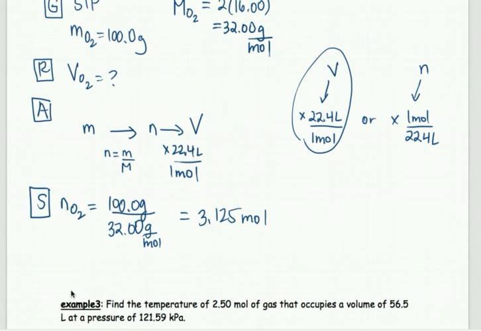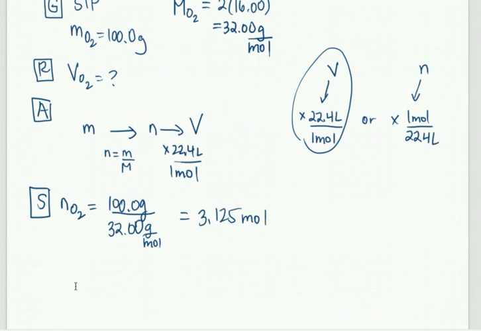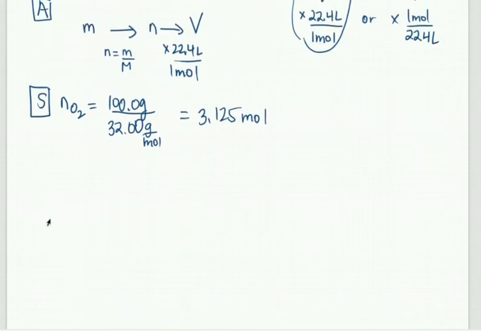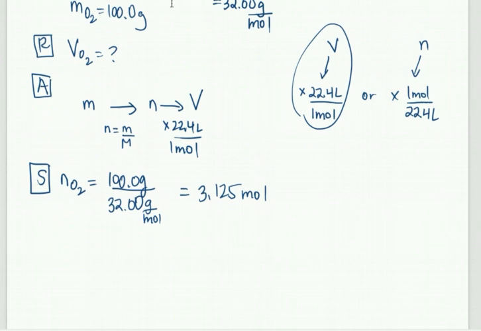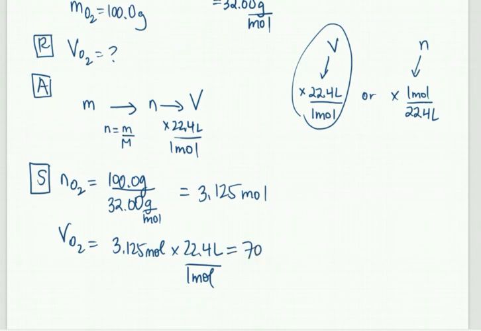Now that we found the amount, we need to find the volume. The volume is found by multiplying by the molar volume value. So we're going to take our amount and multiply by 22.4 liters per 1 mole. When we do that, we get 70 liters.